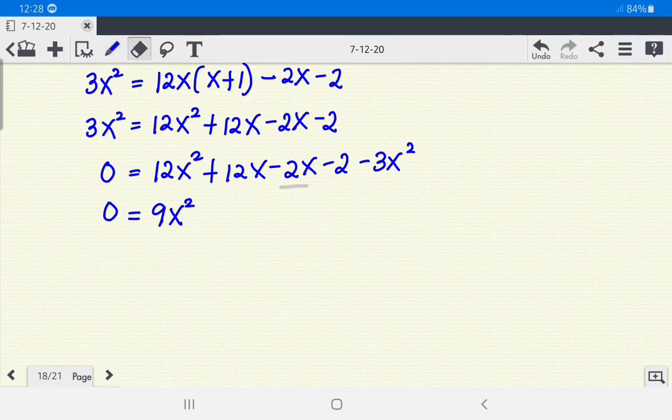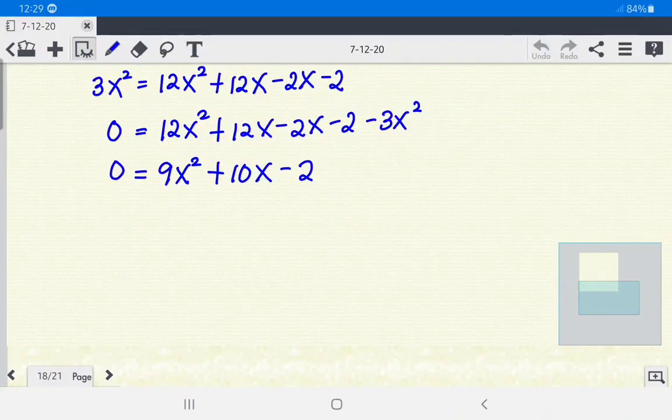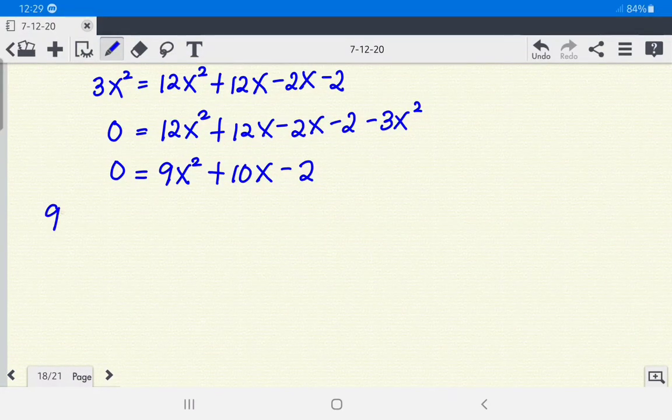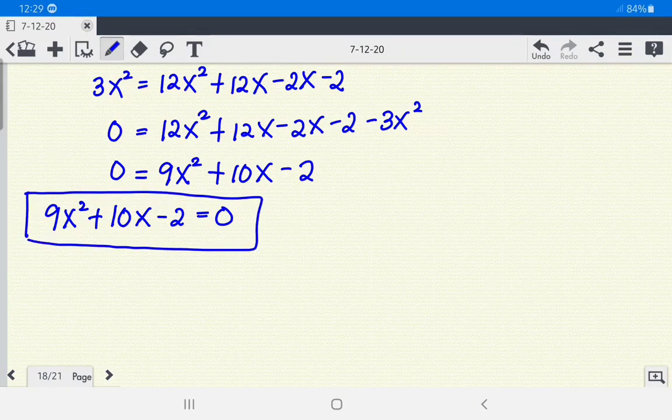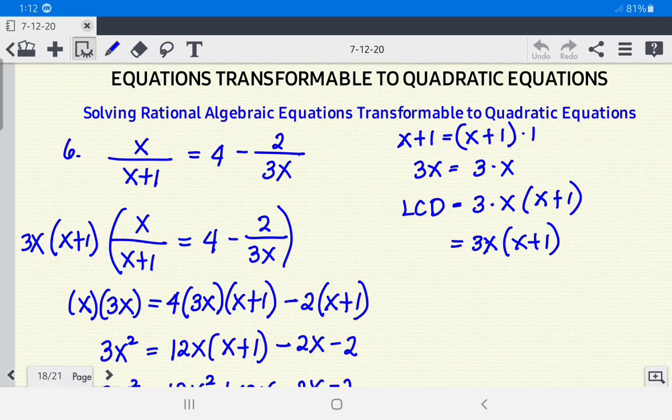Then 12x minus 2x, we have 10x. Then minus 2. Okay? So, we have here 9x squared plus 10x minus 2 equals to 0. So, this is now our answer, the equation in standard form. Okay? That's it. I hope you learned how to transform the equations to a quadratic equation in the form ax squared plus bx plus c equals to 0.